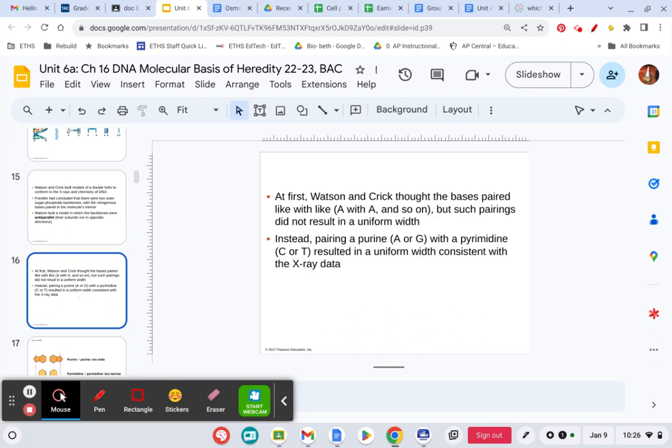At first, Watson and Crick thought the bases were paired like with like, so adenine would pair up with adenine, thymine with thymine, and so on. But after looking at Chargaff's results and also looking at the X-ray diffractions that Franklin did, they realized that no, it had to be a smaller molecule pairing with a bigger molecule.